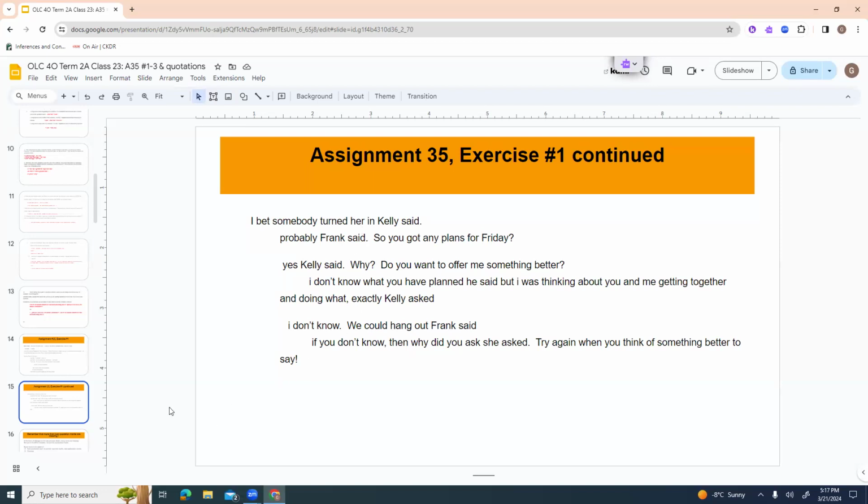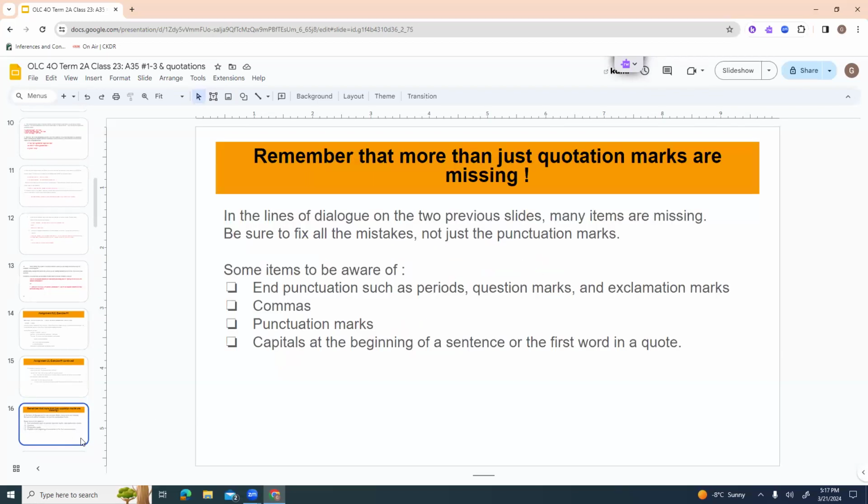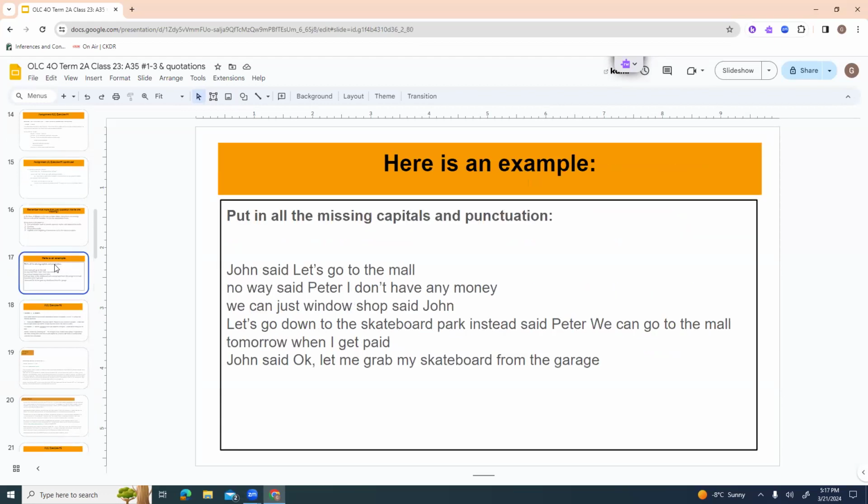So they've left off a whole bunch of punctuation, and they're going to want you to put the punctuation in. So end punctuation, periods, question marks, and exclamation points, commas, punctuation marks, and they have left out the capitals at the beginning of a sentence or the first word in a quote. So you're going to have to be mindful of all those things, catch them, and correct them. So here is an example, much shorter, where we can kind of walk through it. Now you can see they've left the names capitalized.